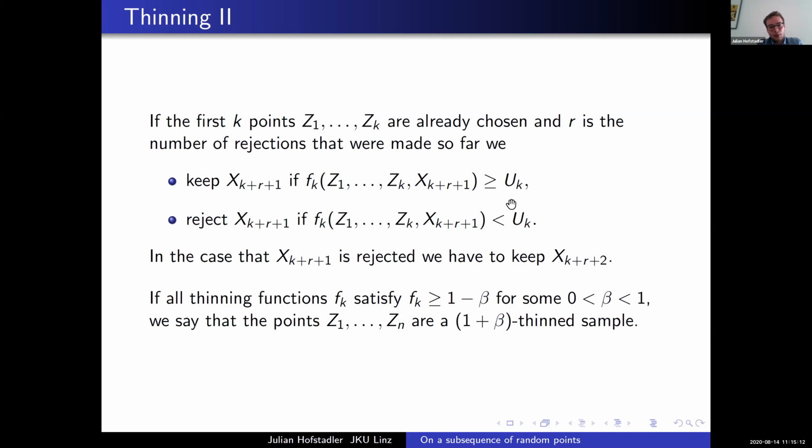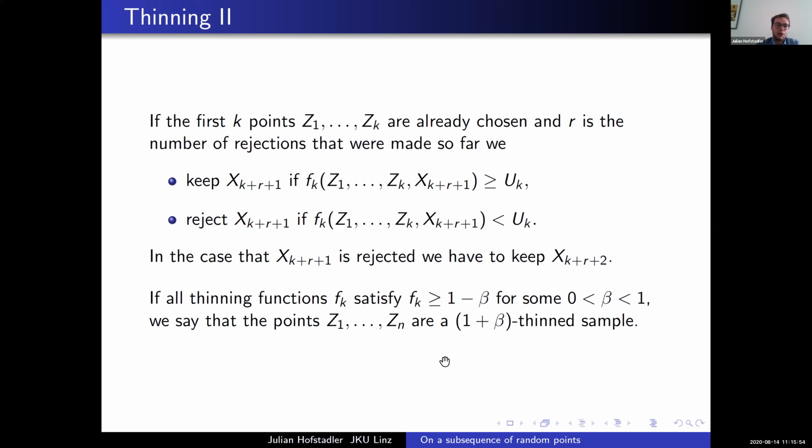One thing which I want to mention additionally is that if we have some lower bound on all thinning functions fk, so in particular a bound of this form, we can bound all thinning functions from below by 1 minus beta, and beta is some constant between 0 and 1. Then we call it a 1 plus beta thinning strategy, and if we choose set 1 to set n according to such a 1 plus beta thinning strategy, we call it a 1 plus beta thin sample.